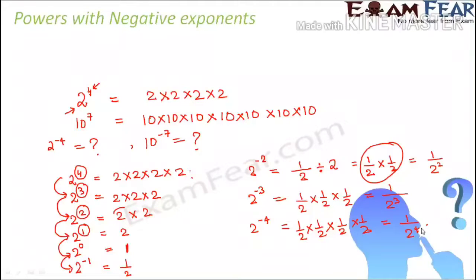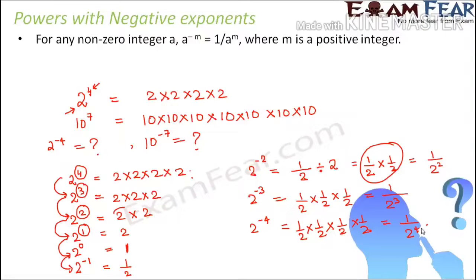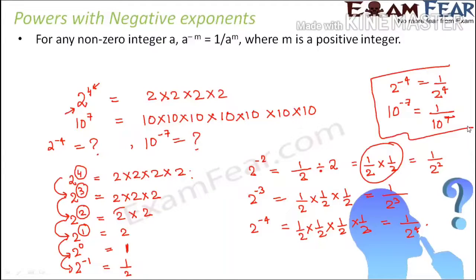So with this exercise, we understand that for any non-zero integer a, in this case that non-zero integer is 2, a to the power minus m is equal to 1 by a to the power m, where m is a positive integer. That is, 2 to the power minus 4 can be written as 1 by 2 to the power 4. So now we have found answers to these. That is, 2 to the power minus 4 is equal to 1 by 2 to the power 4. 10 to the power minus 7 is equal to 1 by 10 to the power 7. So this is how we relate negative exponents with positive exponents.